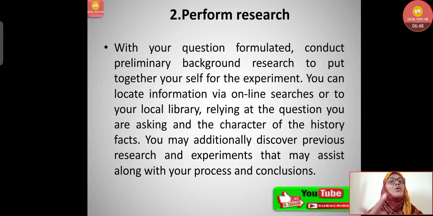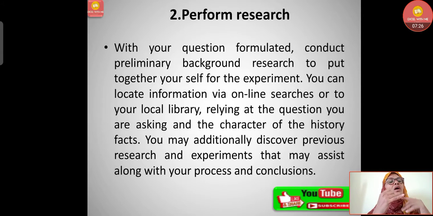With your question formulated, conduct preliminary background research to prepare yourself for the experiment. You have to search related to your question. You can locate information via online searches or at your local library, depending on the question you are asking and the history of facts and all. You have to find out the related literature review. You may additionally discover previous research and experiments that may assist with your process and conclusions. They will help you a lot to come to any conclusion.